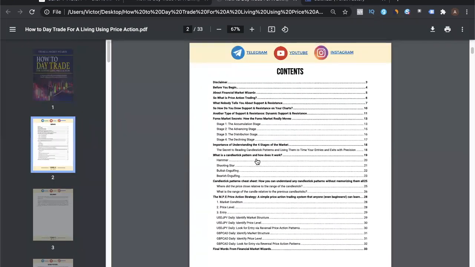And if you're new, right, you need to know how to read the market condition, how to use a candlestick pattern, and all those good stuff is provided in this day trading guide.